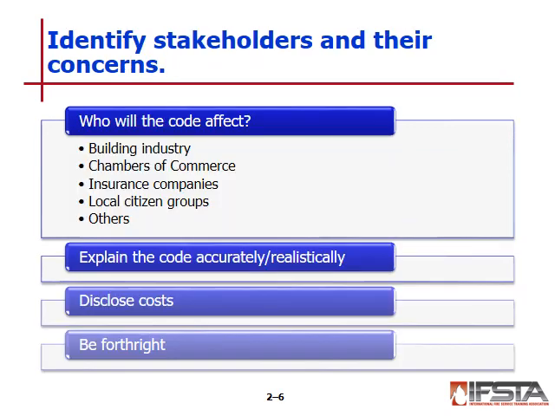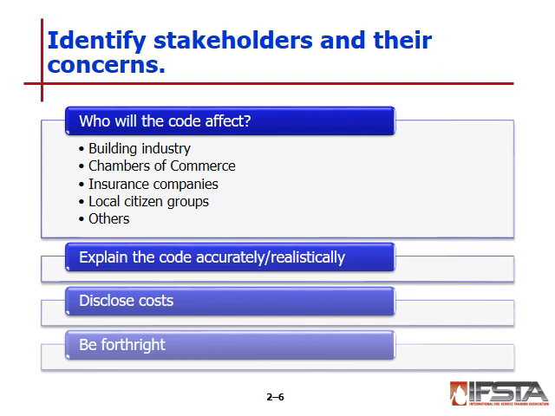Step 2 in the process is to identify affected stakeholders. When a new code or amendment is proposed, the individuals and groups it affects should be included in development. Collectively, these individuals or groups are called stakeholders, and may include members of the following: the building industry, the chambers of commerce, insurance companies, and local citizen groups. There may also be others who have a financial or community interest in the laws governing the regulated industry that will be affected by the code.